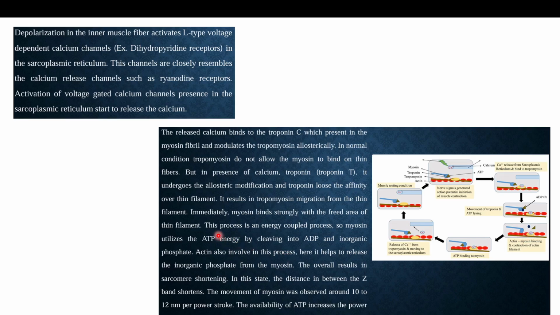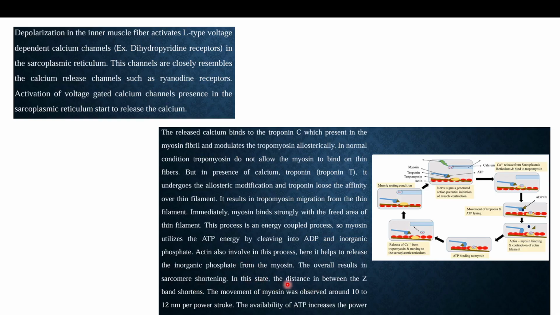And also again, this is an endothermic reaction where the process is energy coupled. So myosin utilizes ATP and cleaves it into ADP and inorganic phosphate. Actin helps to release the inorganic phosphate from the myosin, and the overall result is sarcomere shortening, the sarcomere being the contractile unit of muscle.